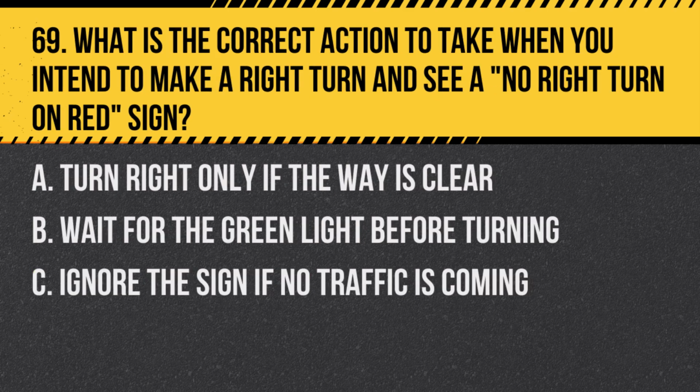Question 69. What is the correct action to take when you intend to make a right turn and see a no right turn on red sign? A. Turn right only if the way is clear. B. Wait for the green light before turning. C. Ignore the sign if no traffic is coming. Answer: B. Wait for the green light before turning. The sign prohibits right turns on a red light.